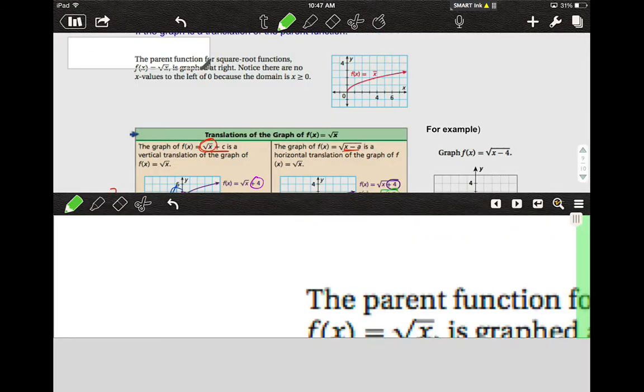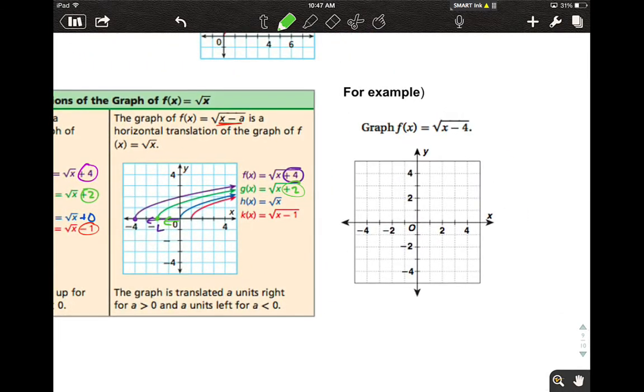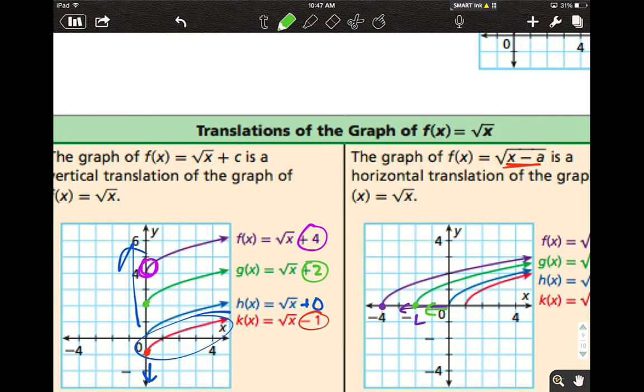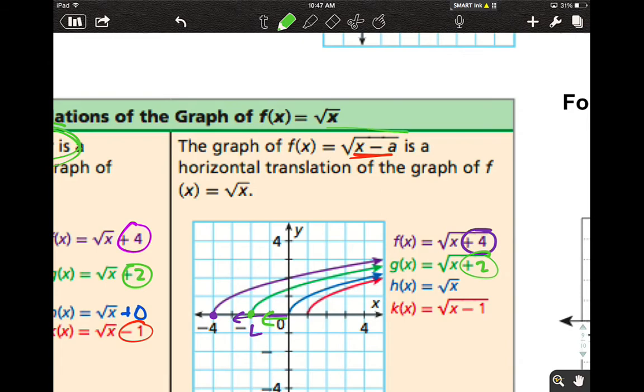Okay, so if you have the parent function, goodness gracious, very sorry. If you have the parent function, it's very similar to what we did last unit. Okay, you move things up or down by sticking something kind of on the end of your function. You move something left or right by kind of putting it inside the symbol.